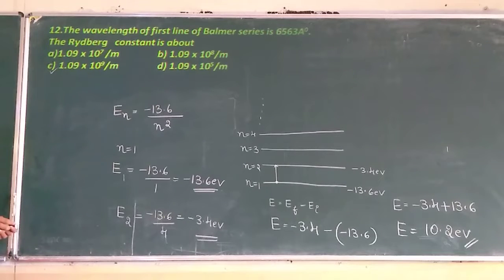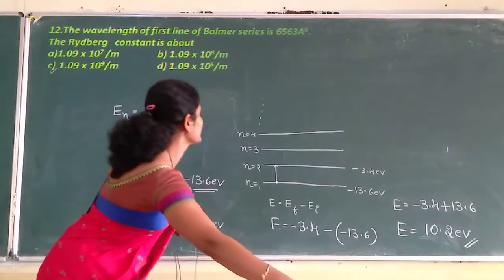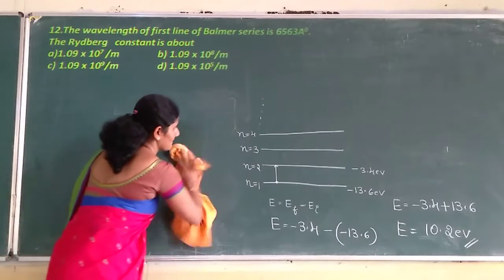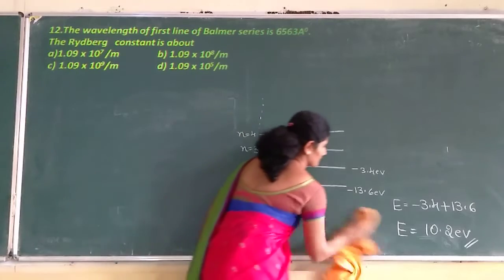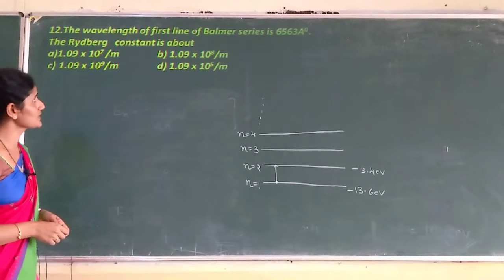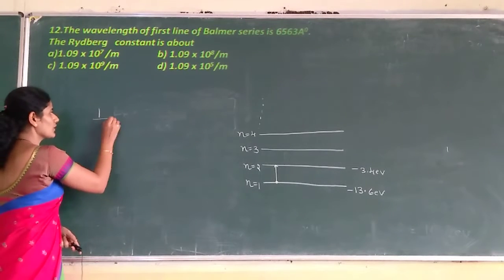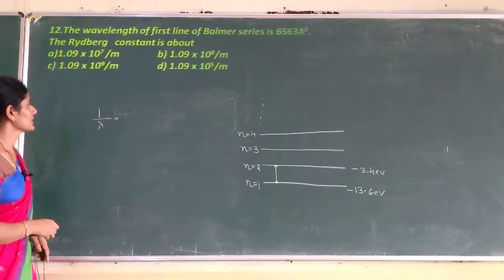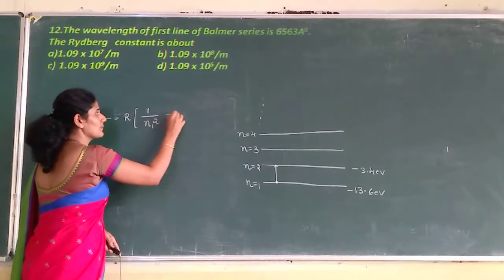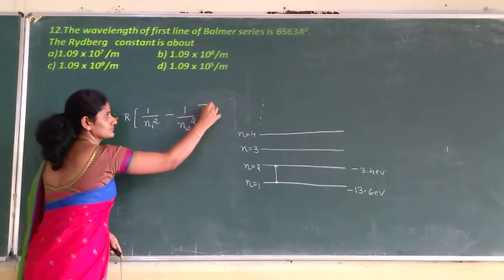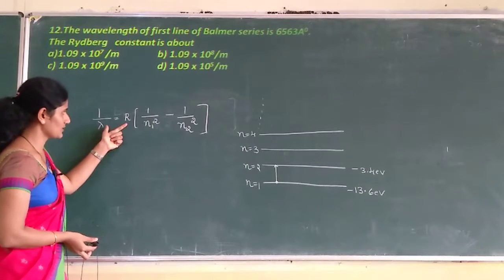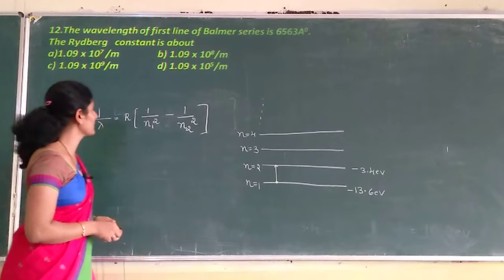Next question. The wavelength of the first line of the Balmer series is 6563 angstrom. The expression for wavelength is 1 by lambda is equal to R into 1 by n1 square minus 1 by n2 square. This is the wavelength of the radiation emitted. R is the Rydberg constant. n1 and n2 are the quantum numbers.